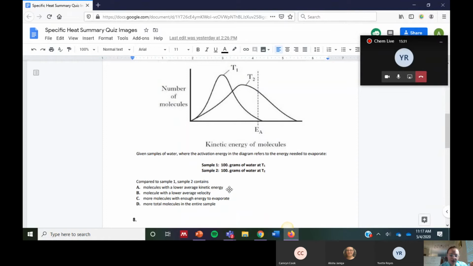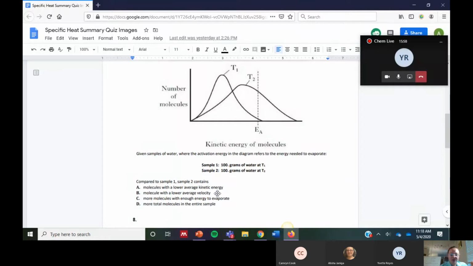Does sample 2 have molecules with a lower average kinetic energy? Well, we know the number of molecules is the same. It looks like they actually have higher kinetic energy because the T2 line falls further on the energy scale.